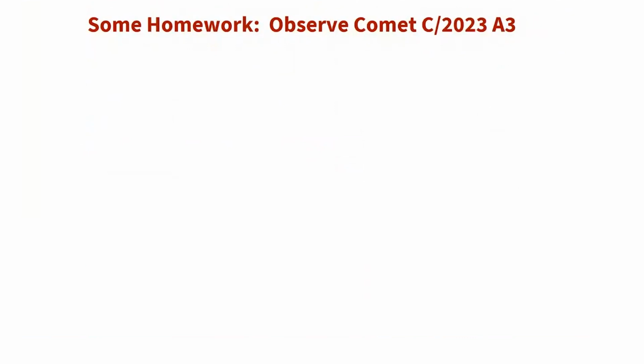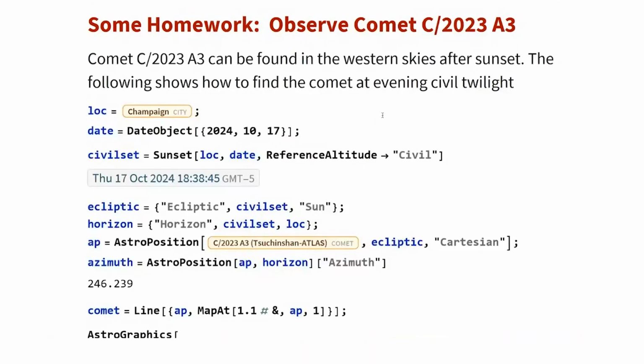Something I did want to add, something else that's in the news right now, is we have a comet that's in the sky right now. So here's some homework for you. You should be able to go out after the sunset this evening, and you should be able to see this comet. It is naked eye. However, it's just above naked eye visibility. It's not going to be blaringly obvious. You have to know where to look.